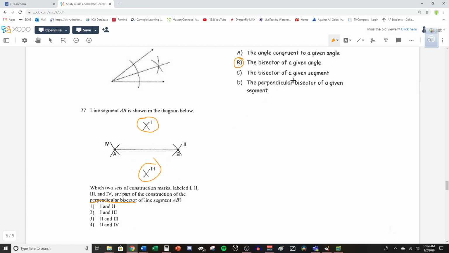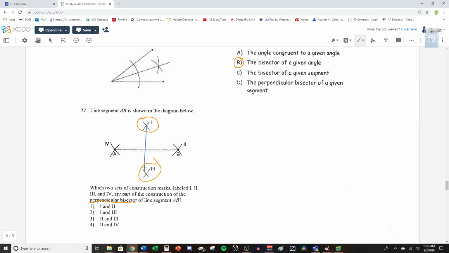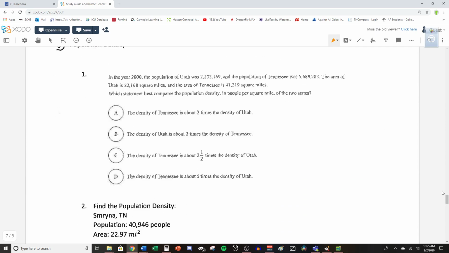If I connect the lines here, let me draw a line from this point down to this point. It has a perpendicular bisector right there. That's the right angle. So 1 and 3 are the perpendicular bisectors. So that's the constructions.